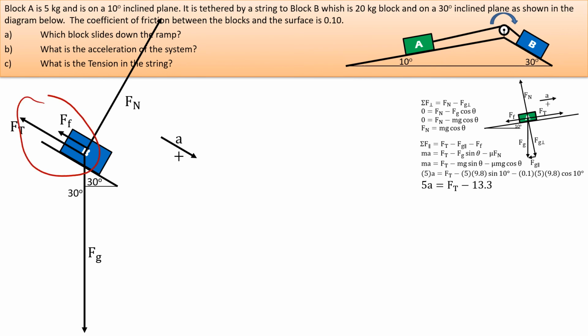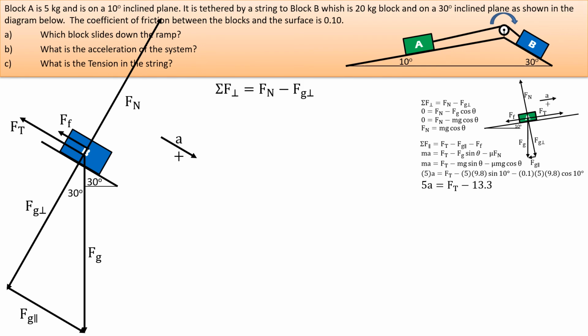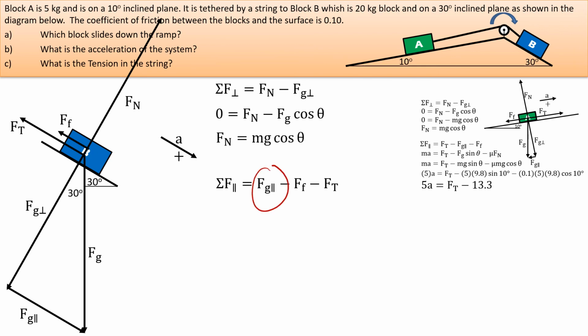You could have two forces that point in the same direction like this. That's fine. I like to separate them out so I could see them separately. Then we'll break up the weight into its perpendicular and parallel components, and we're ready to write some net force equations. In the perpendicular direction, it looks very similar to what we had before. And in the parallel direction, it also looks pretty similar. We have the parallel component of the weight acting in the positive direction, and the frictional force is in the negative direction, and so is the tension in the rope. That's also in the negative direction.